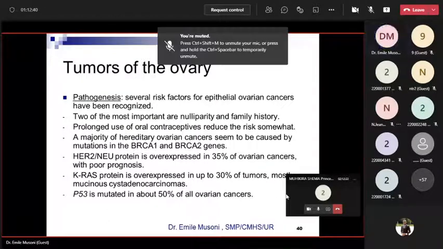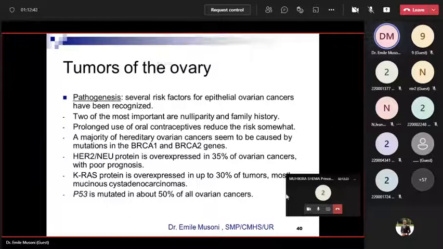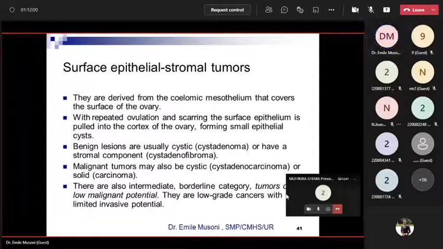Pathogenesis: they say there are several risk factors for epithelial ovarian cancer. There are some mutations, like BRCA, HER2/neu, KRAS mutation, and P53 is mutated. But the most common is that the cause is unknown.